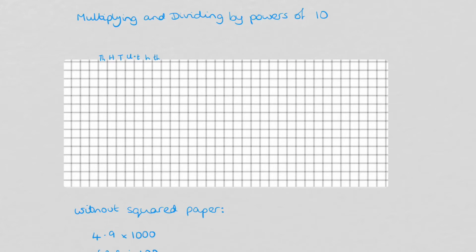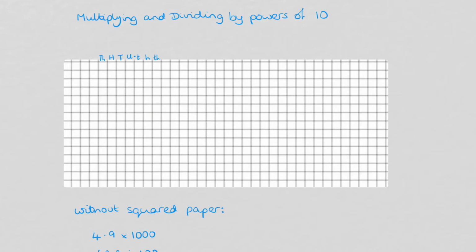Okay, so when we're multiplying and dividing by powers of 10, what I've got here is a little grid, and I've put some of the column names on, so like I say, we're going right back to basics. So the decimal point is going to be on this line here. And then anything in this column is a unit. Anything in this column is tens, hundreds, thousands. And then on the other side of the decimal point, we've got tenths, hundredths, thousandths. Okay, we'd have 10,000ths if we put that column in as well.